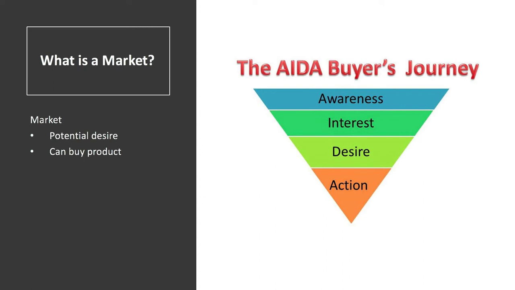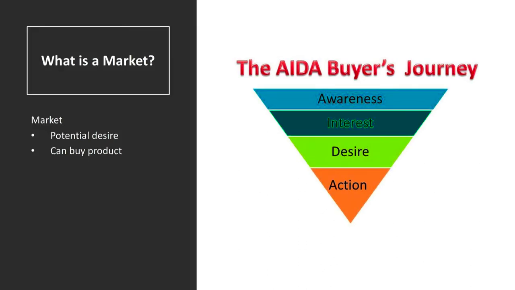Let's cover some basic terminology first to understand what a market is and what segmentation is. A market is a group of individuals or organizations with a current or potential desire and perceived ability to acquire a product offering. We would focus our marketing efforts on that market to guide them through the various stages of a buyer journey toward purchasing our offering, such as in the AIDA model.